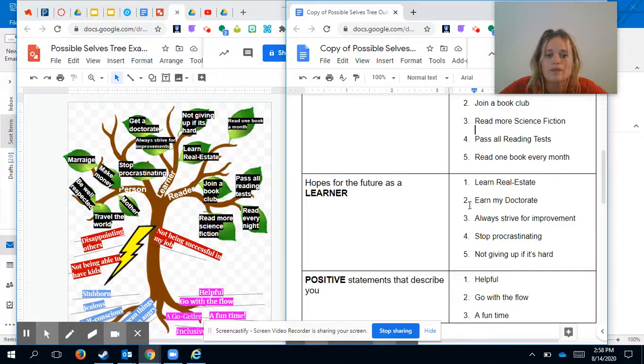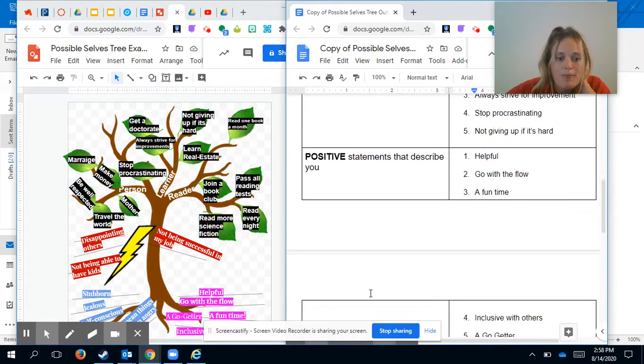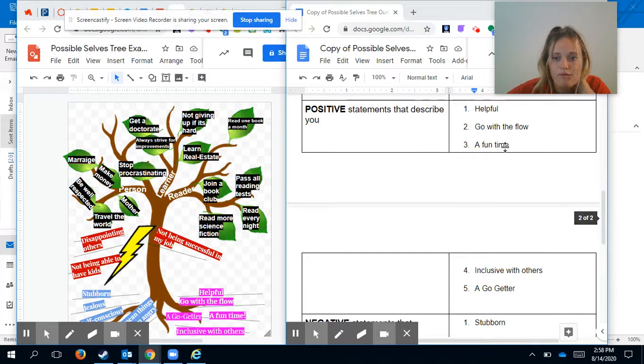So just to repeat, you're just copying and pasting what you wrote on this outline onto the tree. We already did the hard part. Now you're going to transfer it over, okay? So now you're going to write some positive statements that describe you at the bottom. If you can see, my positive statements that I wrote about myself: helpful, go with the flow, a fun time, inclusive with others, and a go-getter, those are at the bottom of the roots in pink, okay?